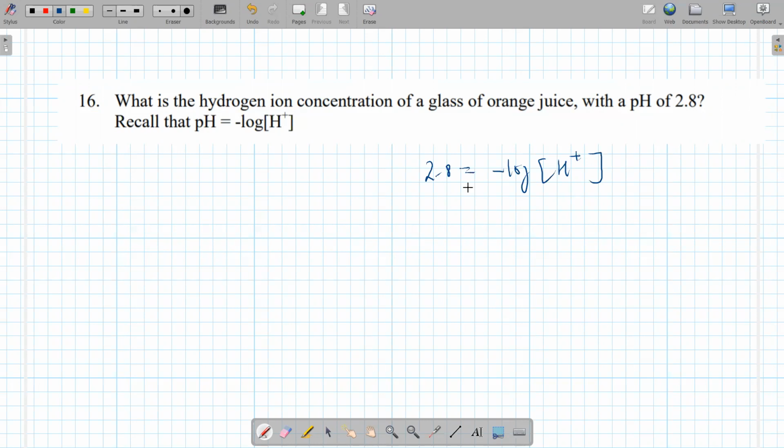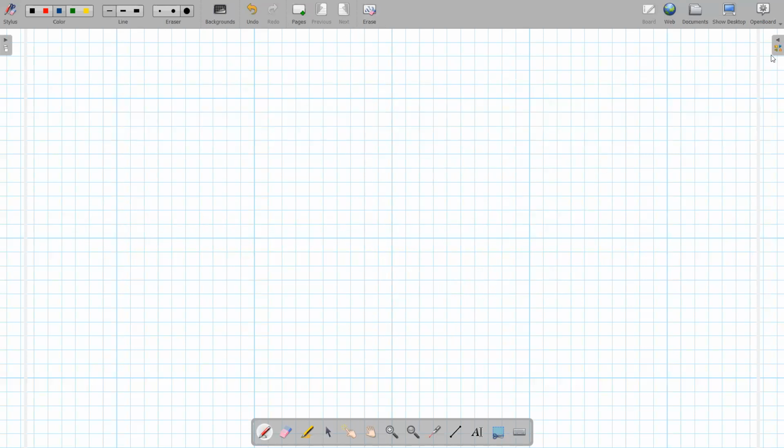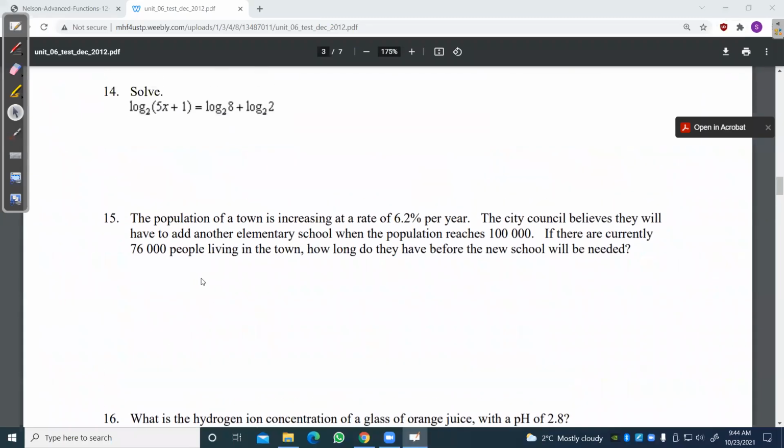So first you want to multiply both sides by -1, okay? So you get this. And then you want to do 10. Now you do 10 to the power -2.8 equals H plus. And there you go, that's the answer. You can plug that in a calculator, it's gonna be 0.00 something. Log is the pH is very simple, okay?